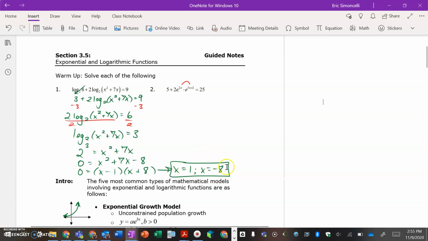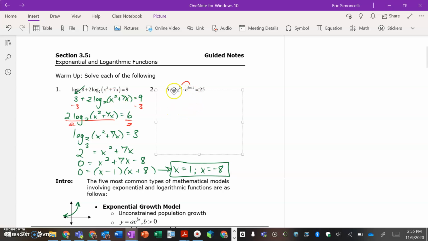Please be very careful when checking negative answers, for example, that you end up getting an argument that is positive, in other words neither negative nor 0. It has to be a positive number because you can't take the log of a negative number or 0.